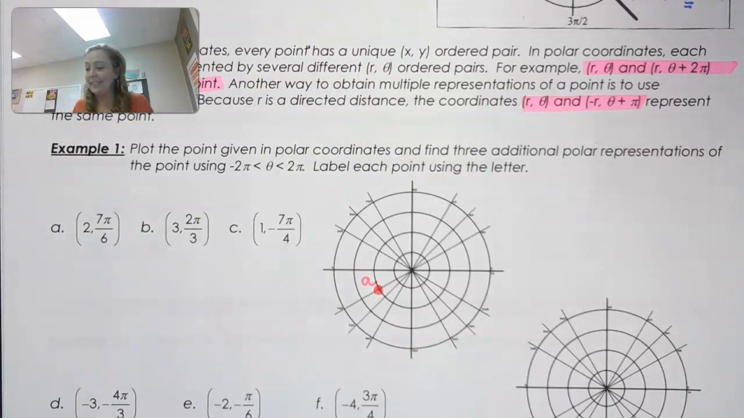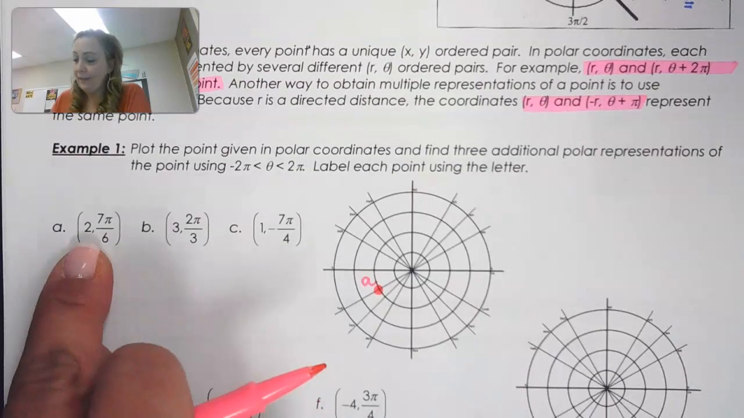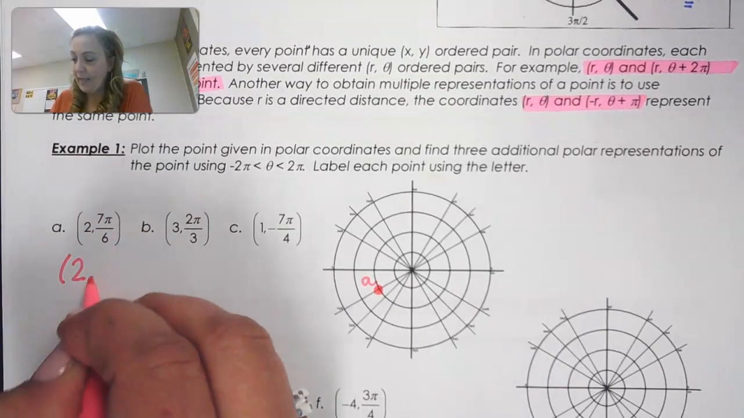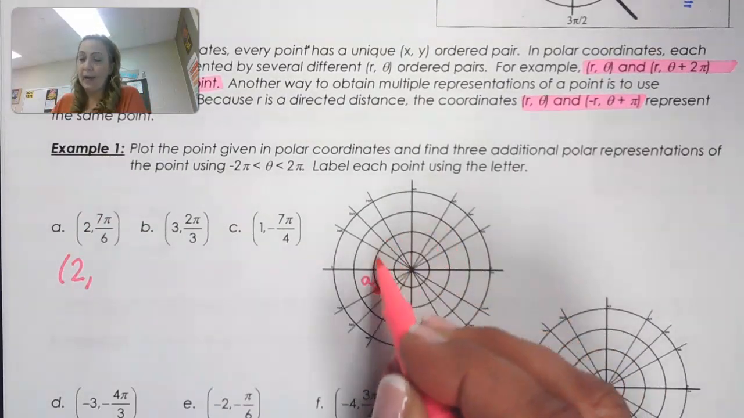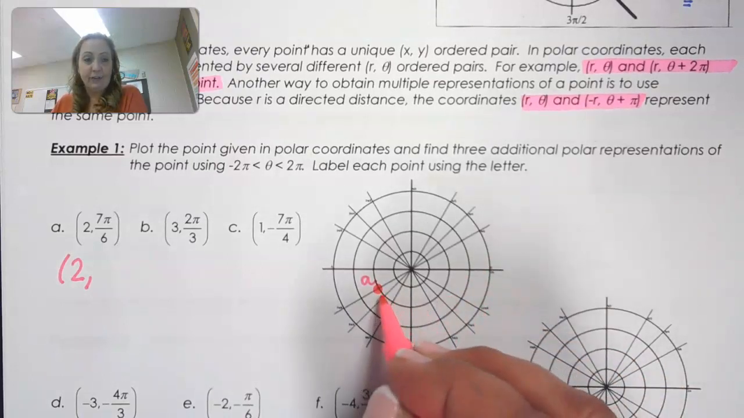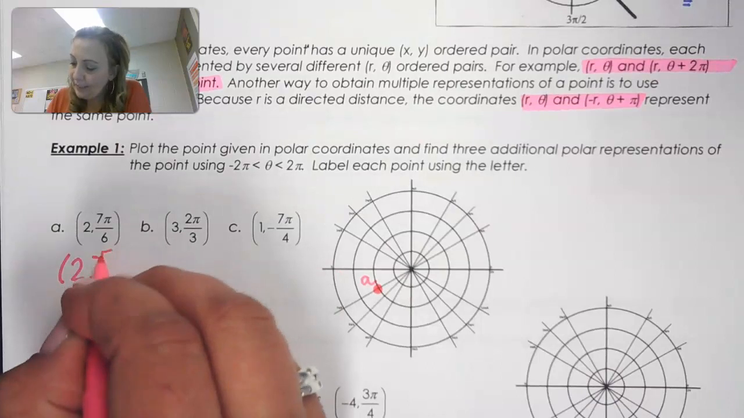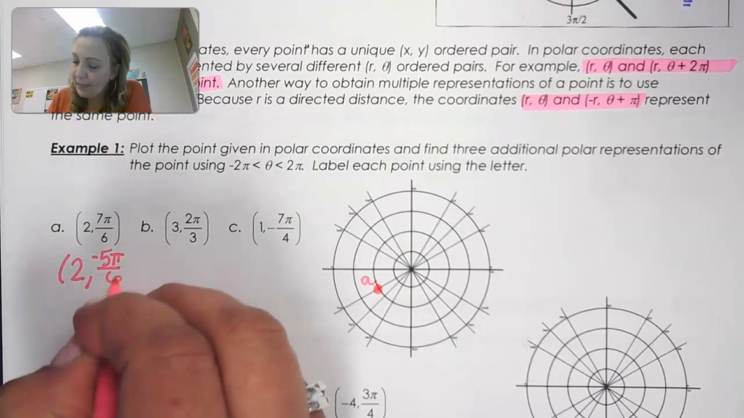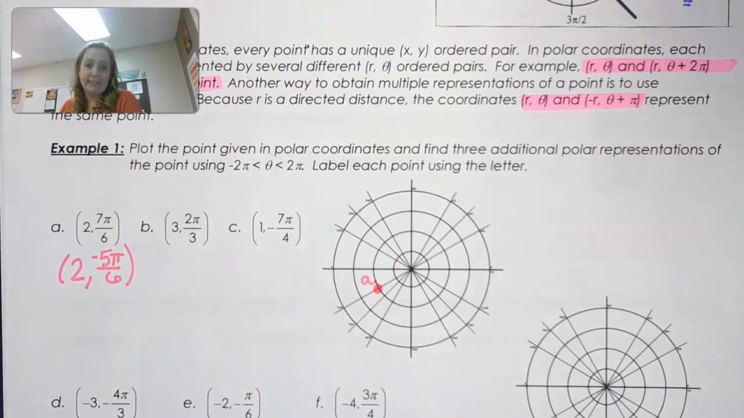Well, let's name that in a different way. We can keep the R value the same, but instead of thinking about going a positive direction, we can think about our angle going a negative direction. So this would be the same as (positive 2, negative 5 pi/6).